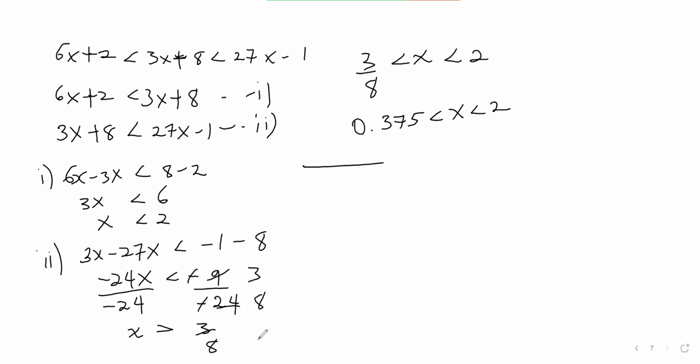If we put the number line there for this, we have 0, 1, 2, 3, minus 1, minus 2, minus 3. So 0.375 will be somewhere there. And it does not include that. And then we have 2.